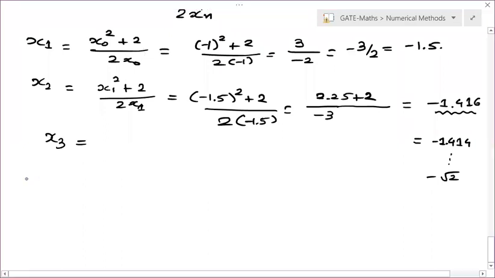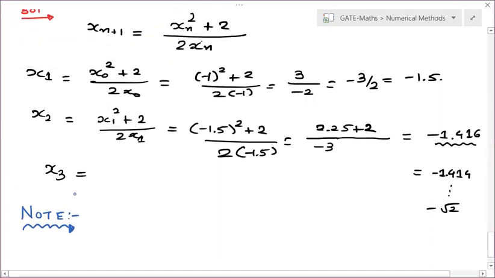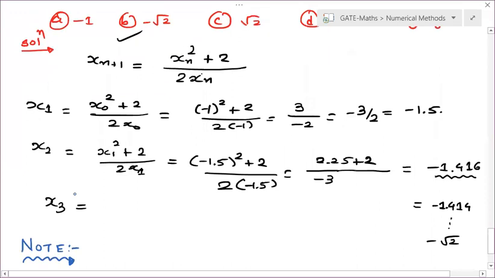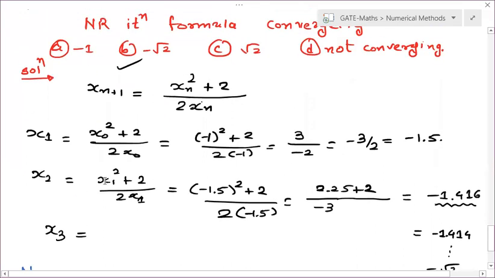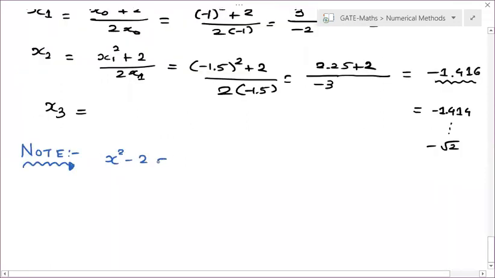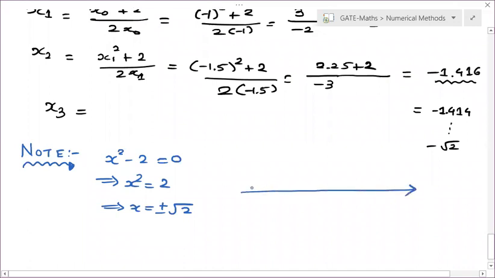In the beginning I explained that these methods are going to give us an approximate value, and analytical methods are going to give us the exact value. We have to find the root of x square minus 2 equal to 0. Let's find this with the analytical method. So x square is equal to 2, so x is equal to plus or minus √2. There are two roots possible for this equation. One root is √2, another root is -√2 on the number line.